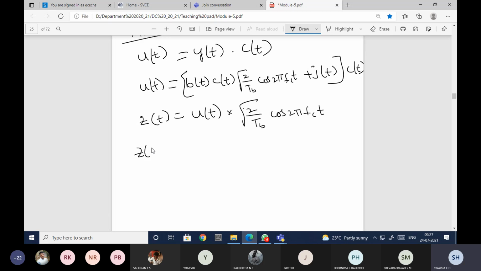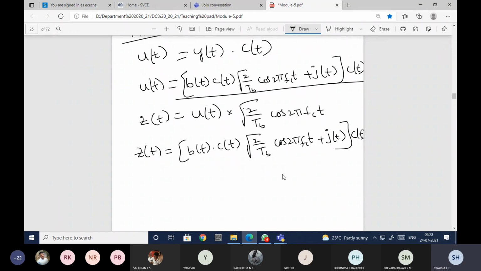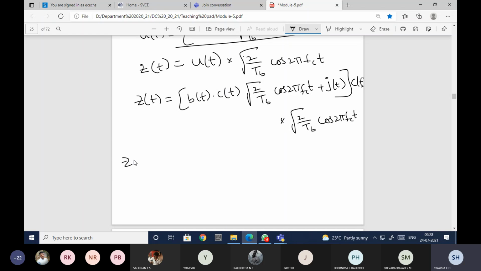So z of t will be equal to u of t. u of t is nothing but b of t into c of t root 2 by Tb cos 2 pi fct, plus, these two will get multiplied, no? Okay, plus j of t into c of t, the same u of t equation I have represented again, into root 2 by Tb cos 2 pi fct. Okay, so this is what you have as z of t. So z of t is equal to, now multiply c of t root 2 by Tb cos 2 pi fct to this term also.